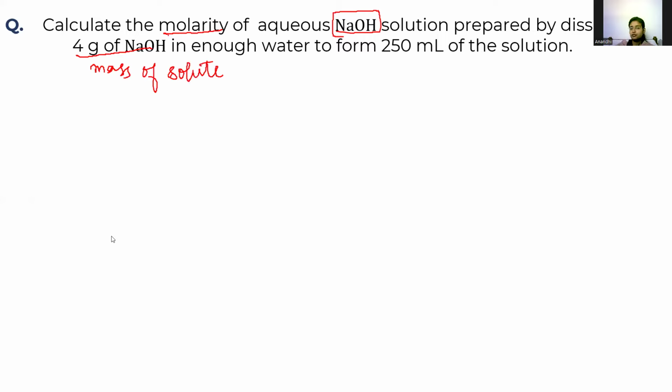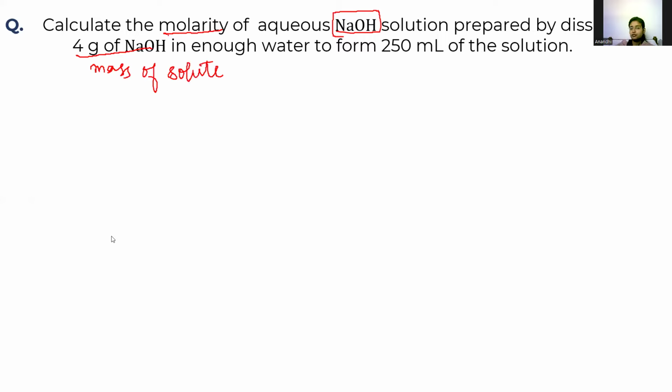We have only the mass, not the number of moles. So what do we have to do? We have to find out the number of moles. You know how to find the number of moles from the mass, right? Number of moles is equal to given mass divided by molar mass.